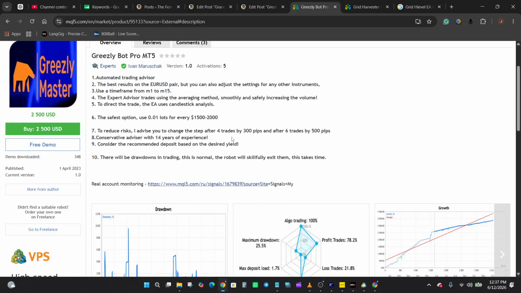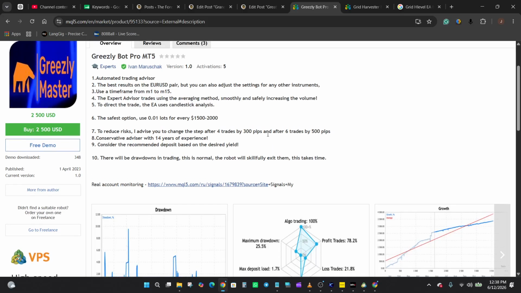The marketplace page also explains that the system trades using an averaging method. The developer states that the volume is increased gradually as part of that approach. Now, since averaging is specifically mentioned in the description, it is important for traders to understand how position management may differ compared to systems that use only single entries.